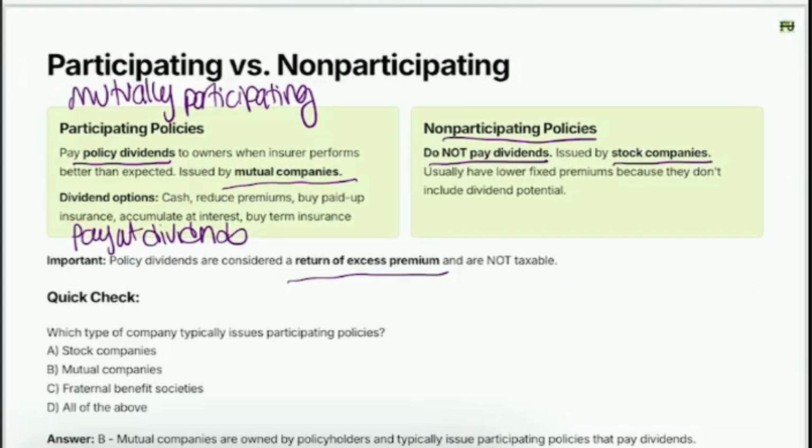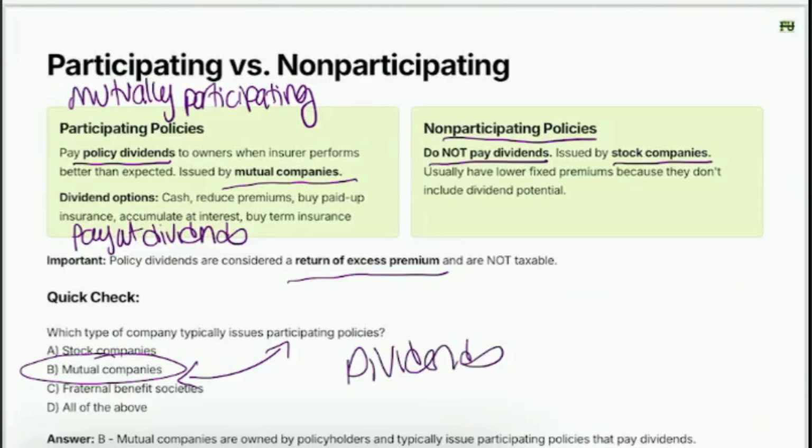Quick check, which type of company typically issues participating policies? Stock, mutual, fraternal benefits, or all of the above? And the answer is B, mutual. So mutual, they are mutually participating, and we're going to see dividends.